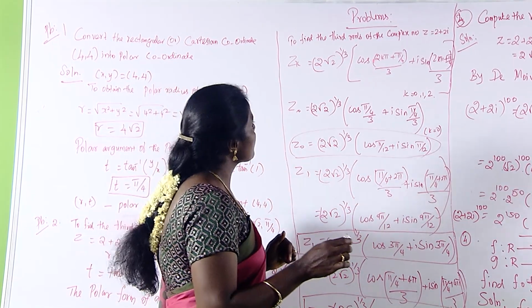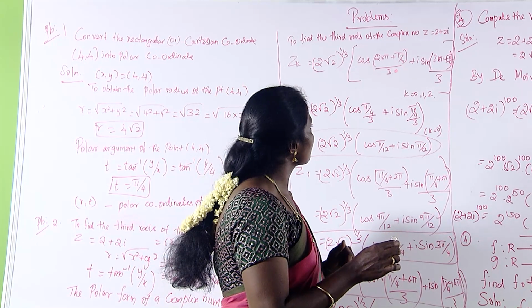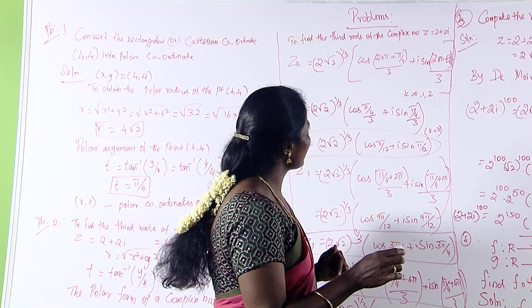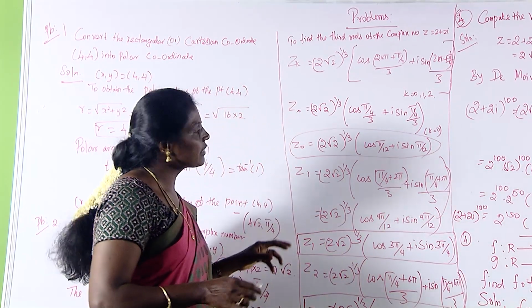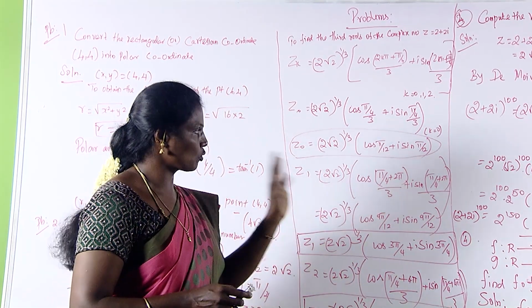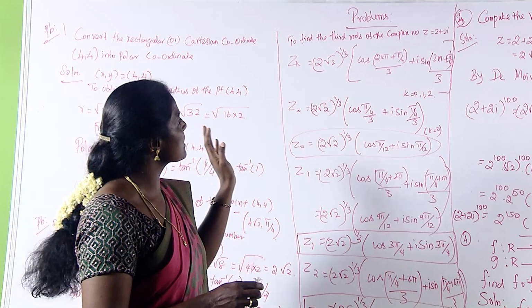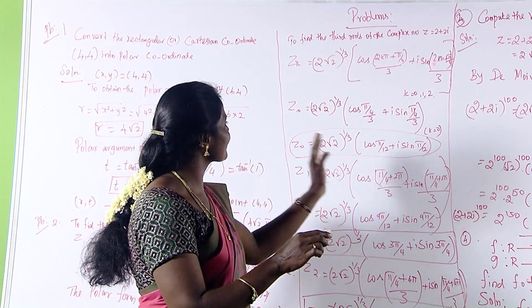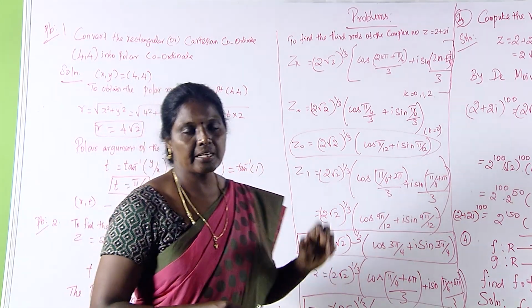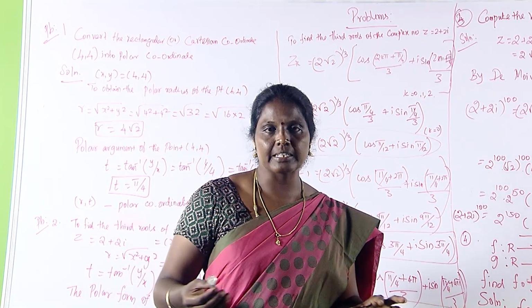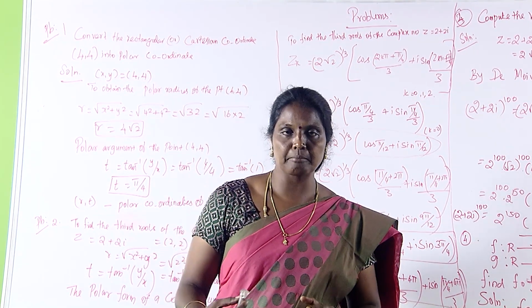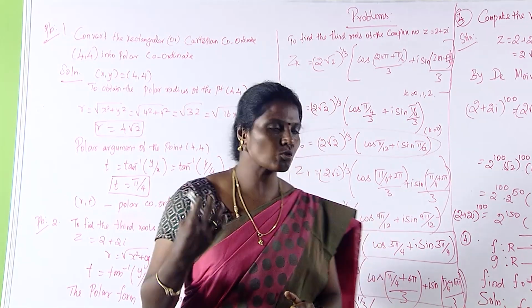The general formula is cos((2kπ + π/4)/3) plus i sin((2kπ + π/4)/3). Here k varies over 0, 1, 2. So, by De Moivre's theorem, this is as usual. By De Moivre's theorem we can write this. We can substitute k equal to 0, k equal to 1 and k equal to 2, and immediately we can get the third roots of the complex number z equal to 2 plus 2i.